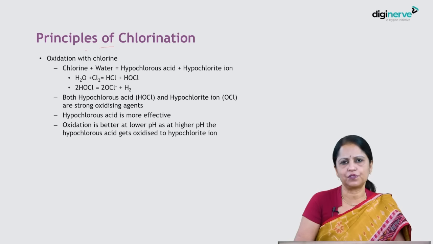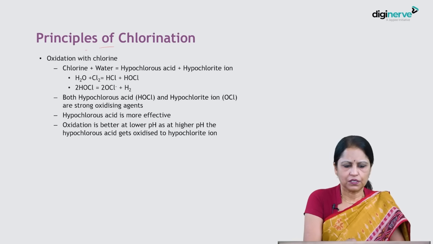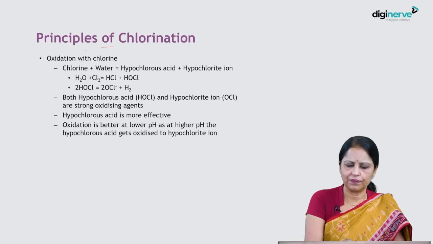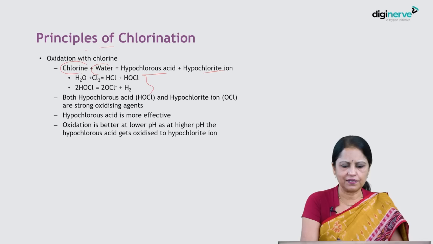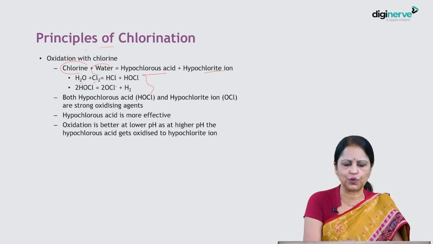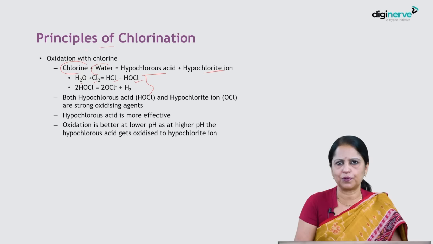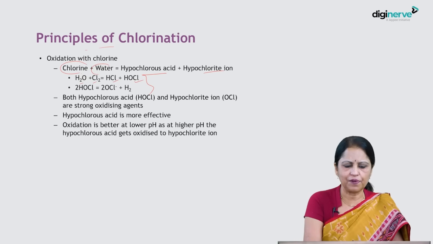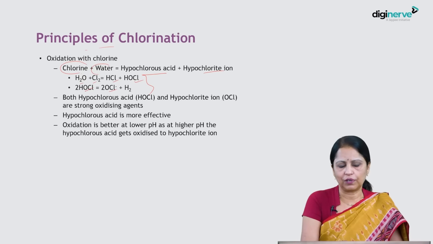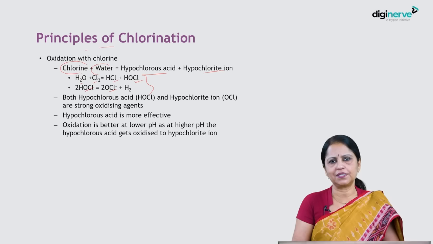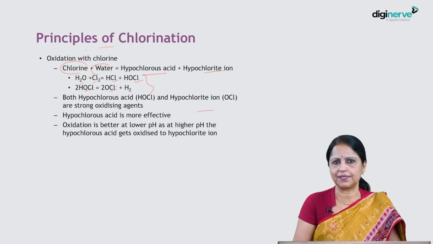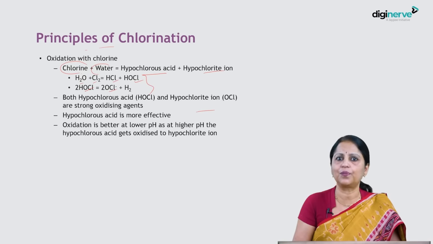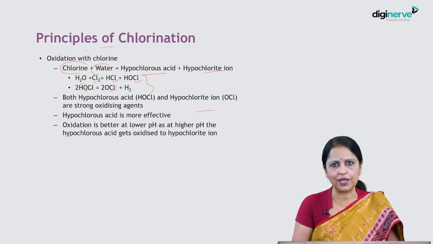So, principles of chlorination. Chlorine and water react to form hypochlorous acid and hypochlorite ion. These are the reaction steps. Water plus chlorine gives hydrochloric acid plus hypochlorous acid. Some of the hypochlorous acid breaks down into hypochlorite ions and the rest remains as hypochlorous acid. Both are very good, strong oxidizing agents, but hypochlorous acid is more effective than hypochlorite ion.